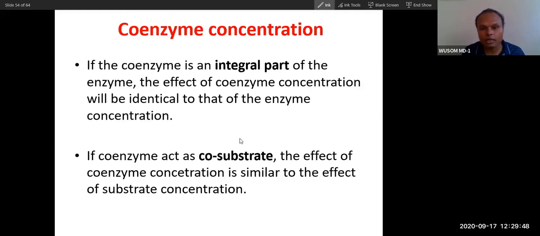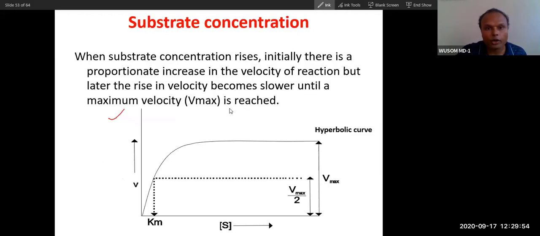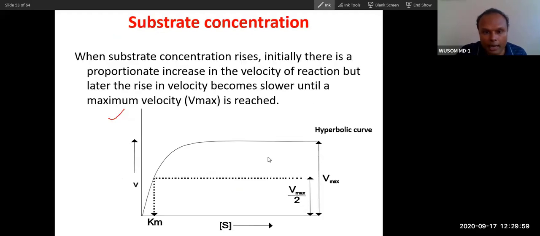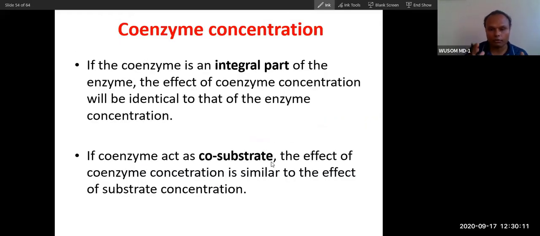So coenzyme concentration: if the coenzyme is bound tightly, it will act as enzyme. If the coenzyme is bound loosely, it will act as substrate. So the reaction curve will be like this. This is a hyperbolic curve. Remember the name of the curve also. This is a hyperbolic curve, this is a straight line curve. So in the case of coenzyme, you will get both types of curve, hyperbolic and straight line.